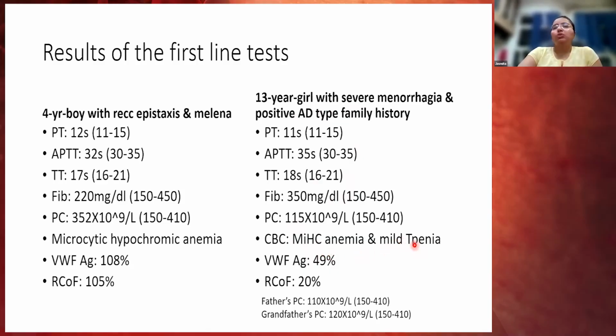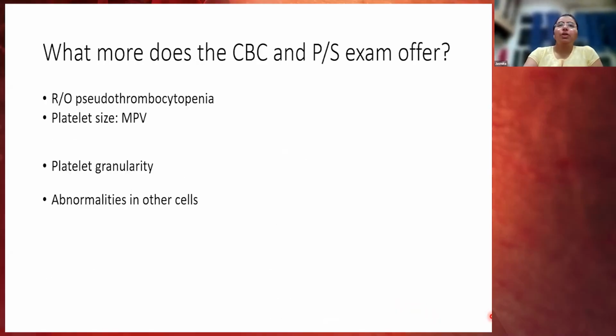On the other hand, again, CBC reveals microcytic hypochromic anemia, and mild thrombocytopenia is there. The platelets show some anisocytosis. VWF antigen is low or normal, low normal, I can say that. And the ristocetin cofactor activity, however, is disproportionately reduced. Incidentally, we had the father and the grandmother. I'm sorry for this mistake. So the father's platelet count is also low, marginally low. The grandmother's platelet count is also marginally low.